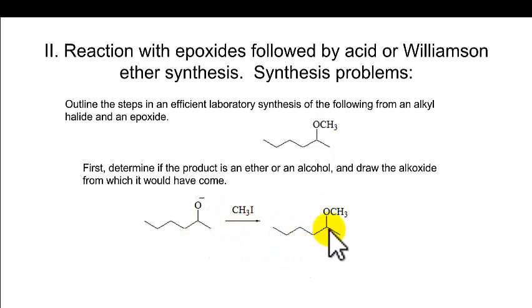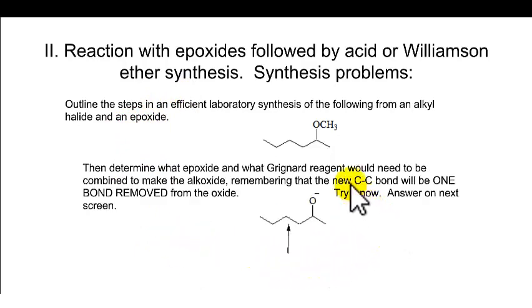Now this is going to be your last step. We're not done with the synthesis by any way, shape, or form because we haven't used an epoxide, and that's part of what the synthesis says. We have to use an epoxide. So we're going to make this from an epoxide. So now your next step is to think about, if this is the alkoxide that we want, how can we put together an epoxide and a Grignard reagent to make this?